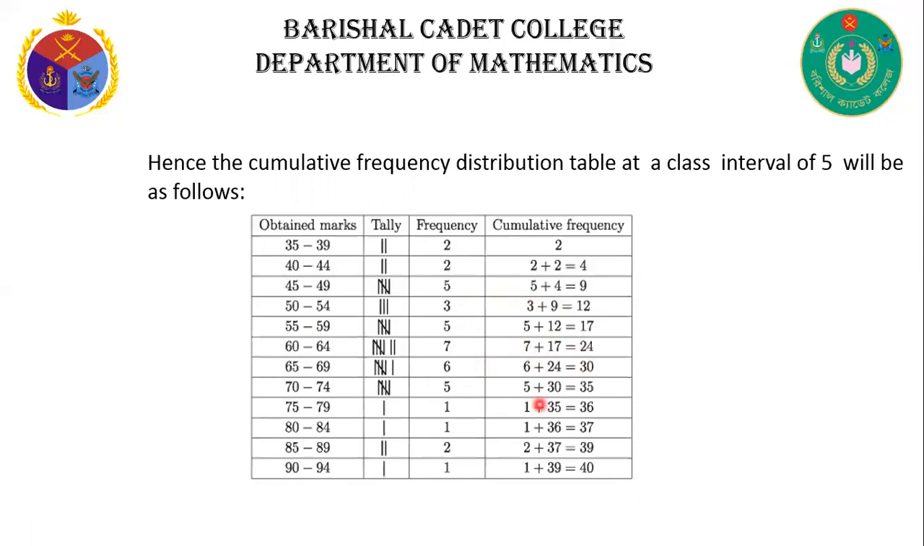And 30 plus 5, 35. 35 plus 1, 36. 36 plus 1, 37. 37 plus 2, 39. 39 plus 1, 40. This is the cumulative frequency, and this table is called the cumulative frequency distribution table. In the same way, we can find or write a cumulative frequency distribution table.